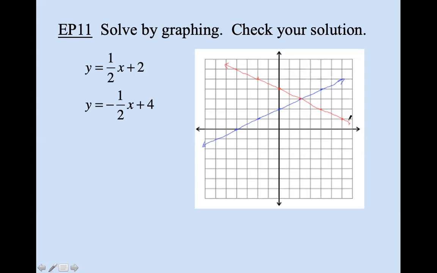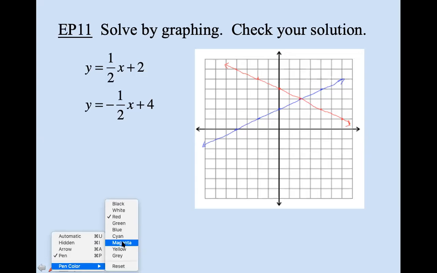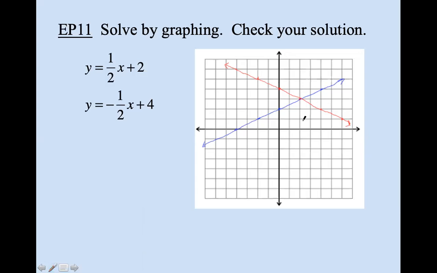All right. And it looks like these two lines, I'm going to grab a different color again, are intersecting right here at the point 2, 3. So that looks like my solution, but I need to verify it by plugging those 2 points into each of these equations and see if it's true. So I'm going to try the first one. Remember, my x is 2 and my y is 3.